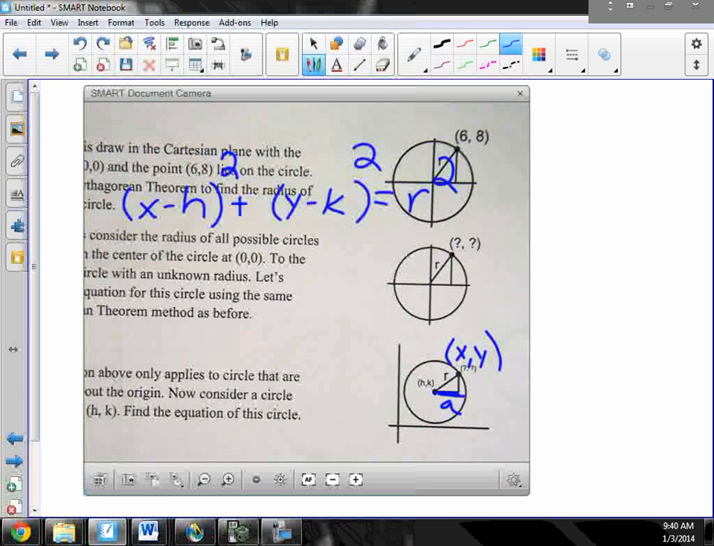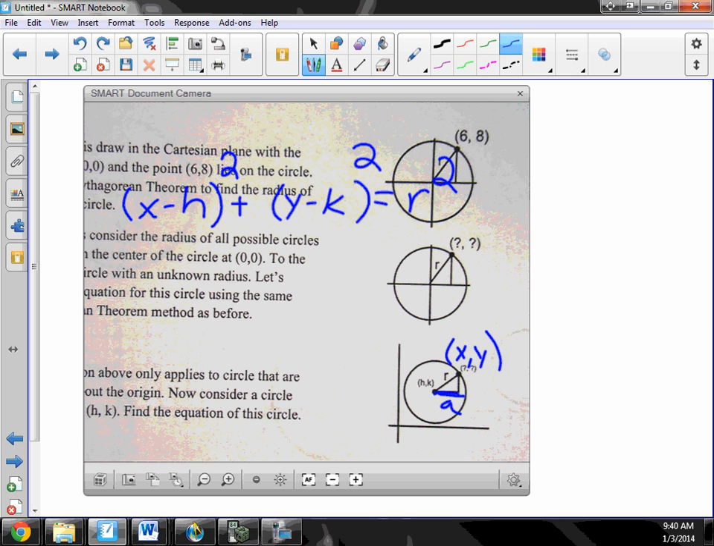That is the general formula for a circle. That represents every possible circle. Now, there are a lot of unknowns there. We don't know the center and we don't know the radius, but that covers everything.